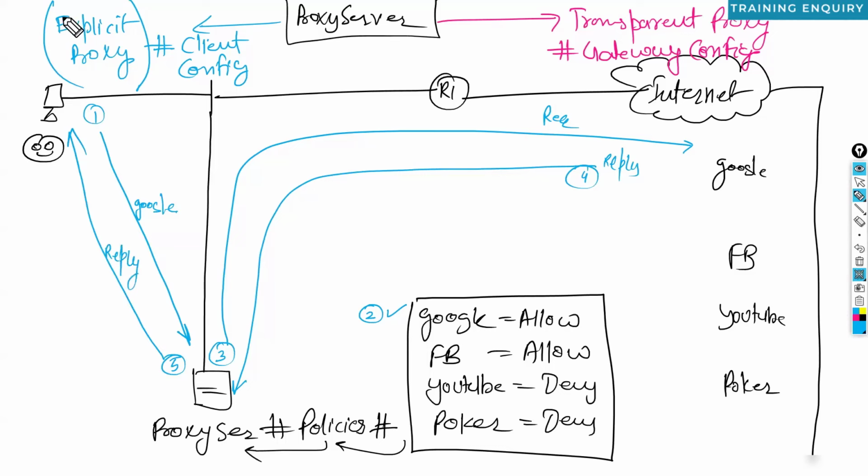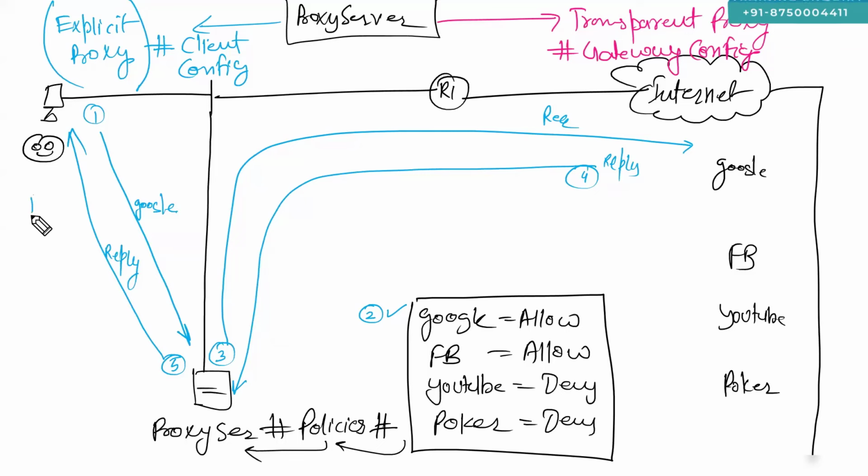In explicit proxy, we will configure the client. The client will send a request to the proxy server. The proxy server will check the policies. Then the request will go out. The outside server will give a reply to the proxy. The proxy will give the reply to the client.